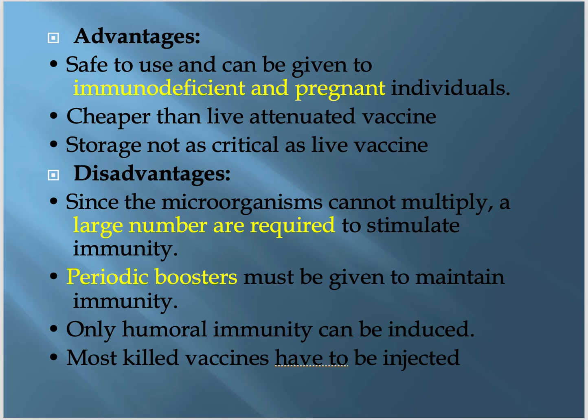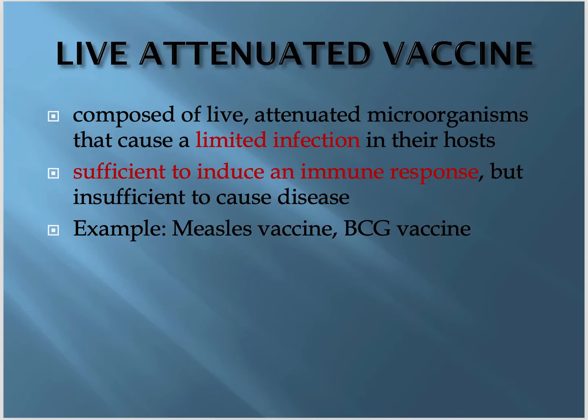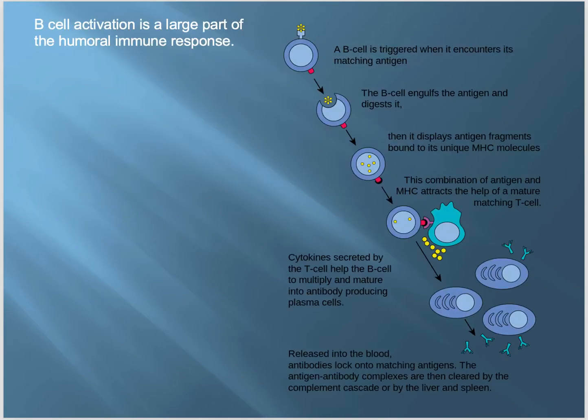Then I'll talk about live attenuated vaccine, but before going to that, I would just like to talk about how the B cell can get activated and produce antibody. I think you already know about this process. You have studied this in the basic immunology course, so just for a recap, I will try to explain it briefly. How does the B cell get activated as a part of the humoral immune response?